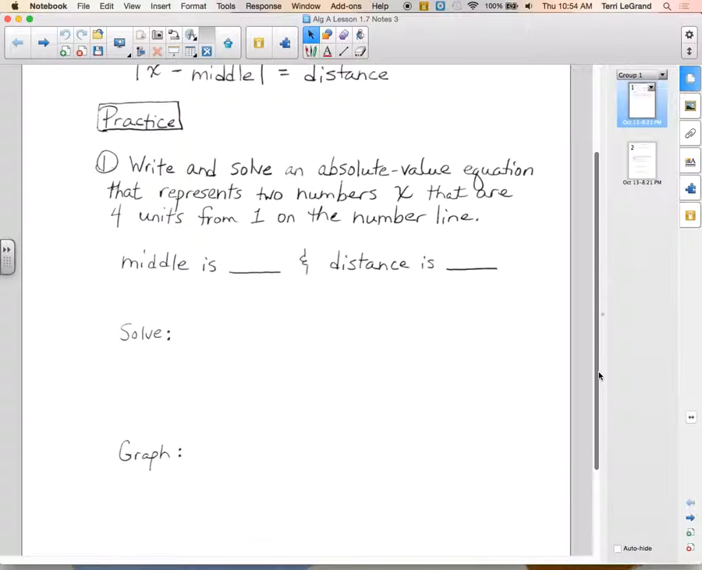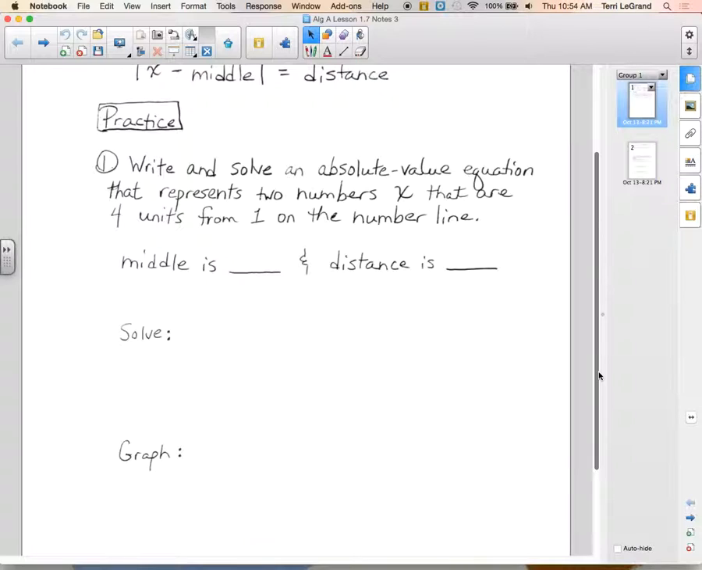Number one, write and solve an absolute value equation that represents two numbers x that are 4 units from 1 on the number line. Now let's just explore and see if without writing an absolute value equation we can figure that out. Do you think you know two numbers x could be that are 4 units from 1 on the number line? Anybody think they know what those would be? Cody? 5 and negative 5. 5 and negative 5? How'd you get them, Cody? What'd you do to get 5 and negative 5?